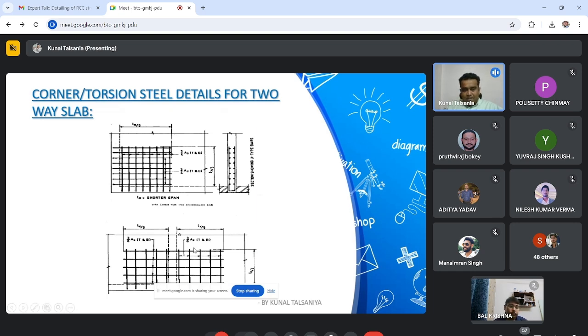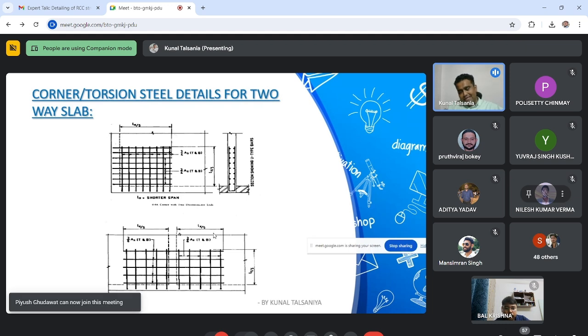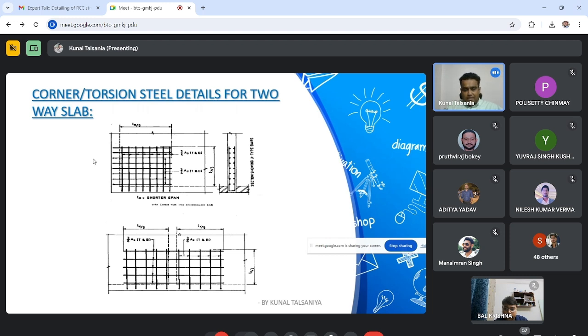The same way, they have given another detail in the code. Say one edge is discontinuous, then also you can provide this torsion steel, and for that they have reduced the steel, and the requirement will be 3 by 8 of Ast. The extension will be the same, Lx by 5 and Lx by 5. Here one edge is discontinuous, here two edges are discontinuous.